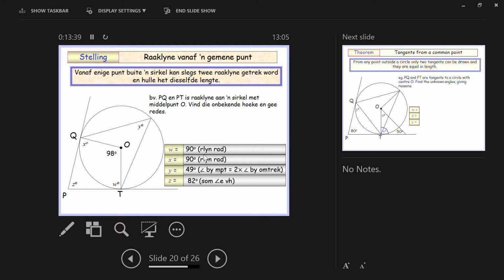En jy moet net onthou dat al vier daai hoeke moet op die omtrek van die sirkel wees. Okay. Vir die van julle wat weer eens hou van lysies, nee? What do we know about a cyclic quad? Wat weet ons van 'n koorde vierhoek?